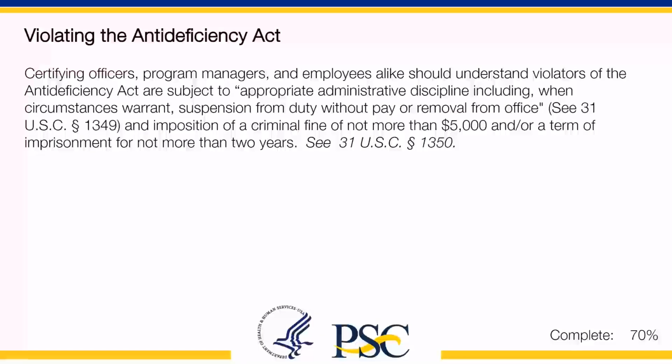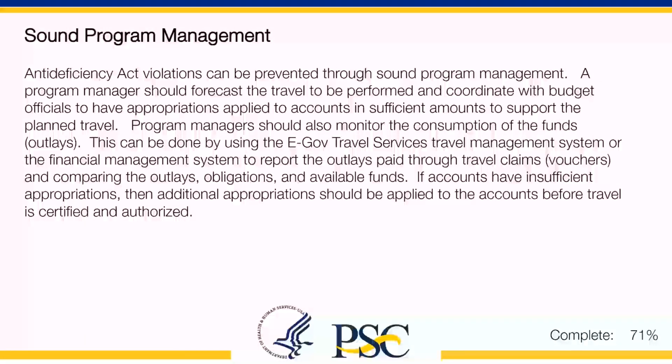Section 1350. Antideficiency Act violations can be prevented through sound program management. A program manager should forecast the travel to be performed and coordinate with budget officials to have appropriations applied to accounts in sufficient amounts to support the planned travel. Program managers should also monitor the consumption of the funds, outlays. This can be done by using the eGov Travel Services Travel Management System or the Financial Management System to report the outlays paid through travel claims, vouchers, and comparing the outlays, obligations, and available funds. If accounts have insufficient appropriations, then additional appropriations should be applied to the accounts before travel is certified and authorized.